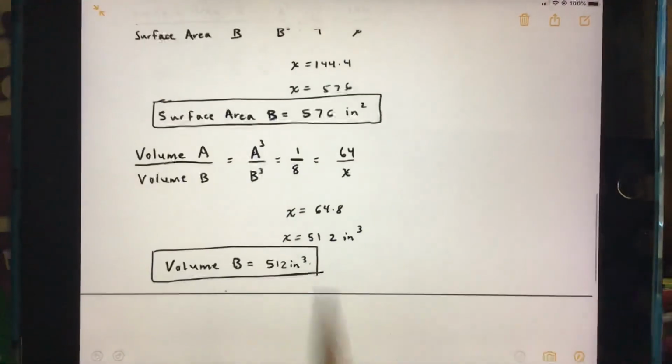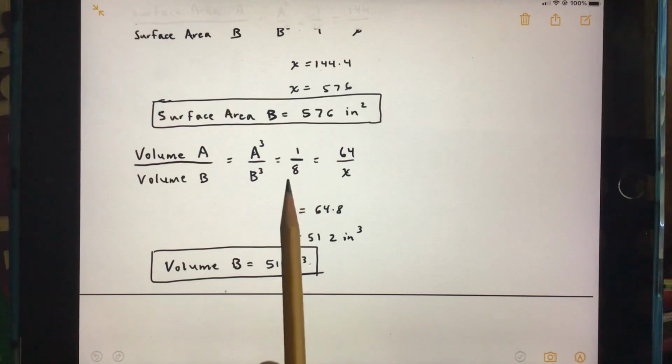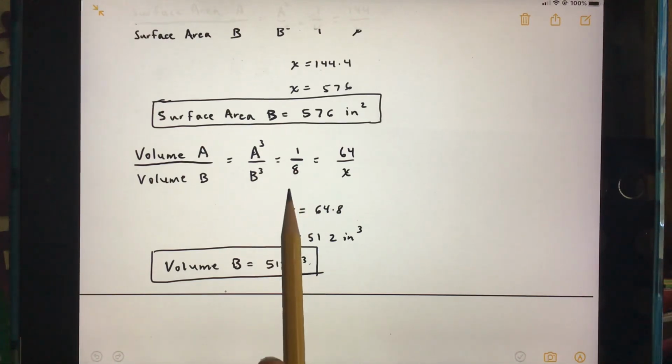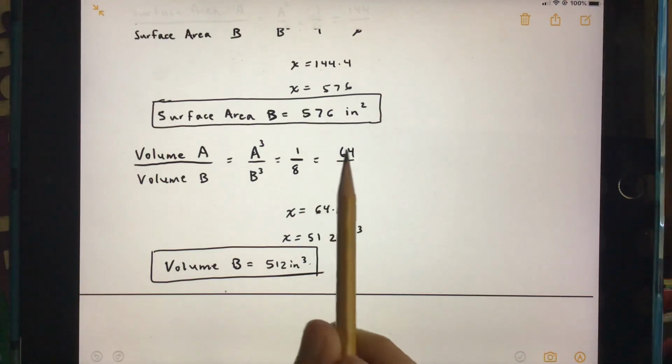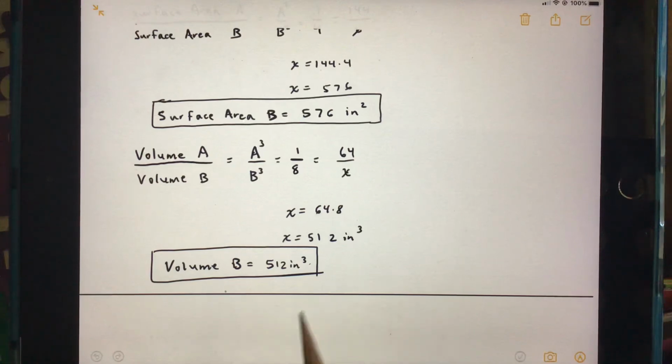Our volumes compare A cubed to B cubed, so volume A to volume B is A cubed to B cubed, and we've already worked out that A cubed to B cubed in this case is 1 to 8. So 1 to 8 is equal to the volume of A, which we're given as 64, and we're trying to figure out the volume of B. We'll call that x. And again, we can use cross products very easily here. x times 1 is x. 8 times 64 gives us 512. And so that means that the volume of B would be 512 inches cubed. And this is volume, so we'll need to make sure that the units reflect volume measurement, inches cubed.